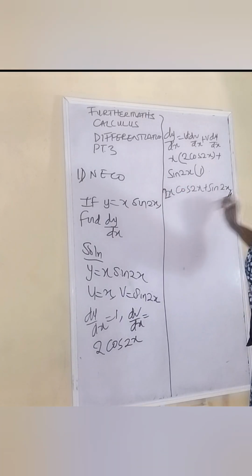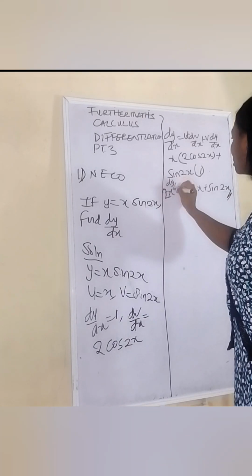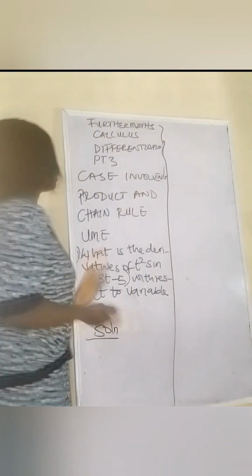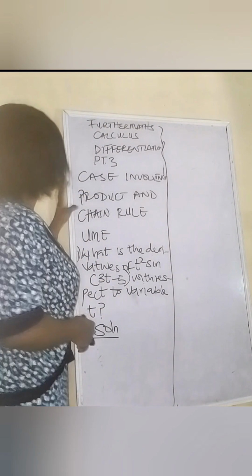So that is our final answer. This is our dy dx. Okay. So this is another subtopic, case involving product and chain rule.